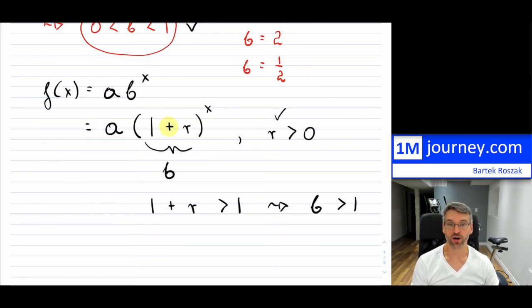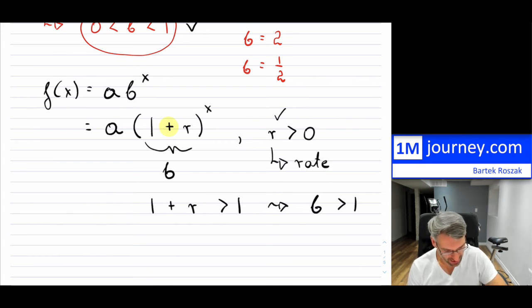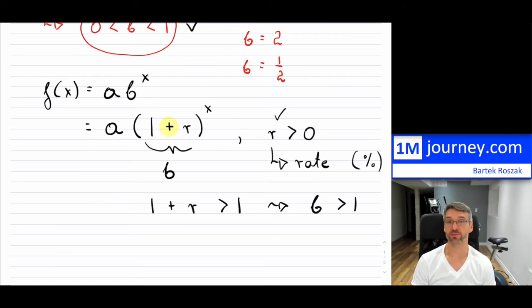And this r that we put in here is actually a rate. So I want you to keep that in mind. A rate is some kind of percentage in terms of growing. How quickly does something grow? We will say that maybe something is growing at 5%, or 10%, or 50%, or 200%. It doesn't really matter. But I want you to keep that in mind.